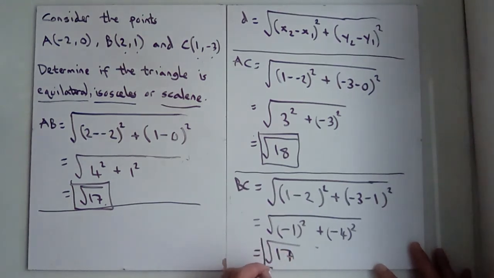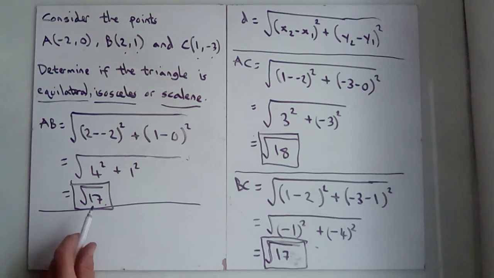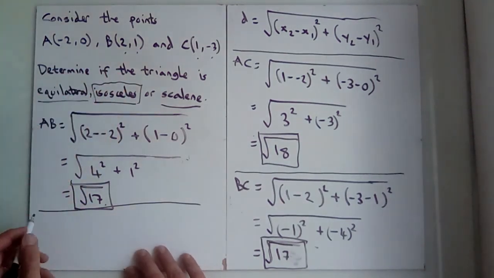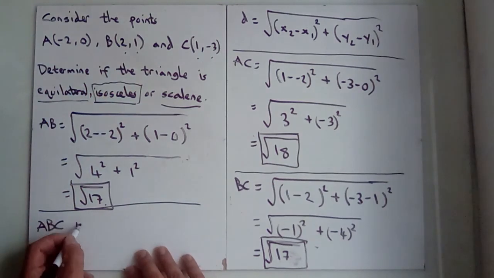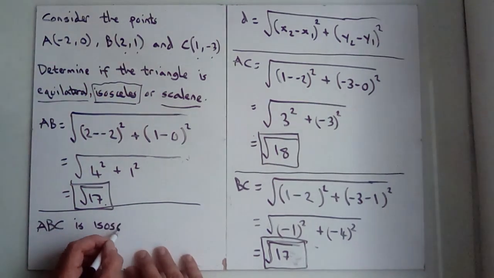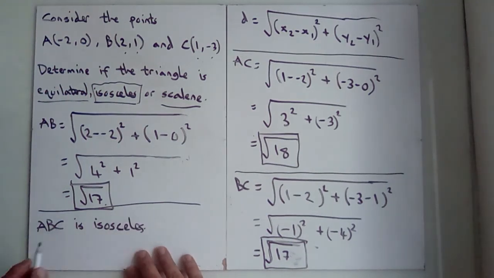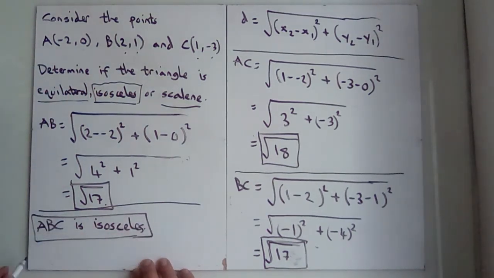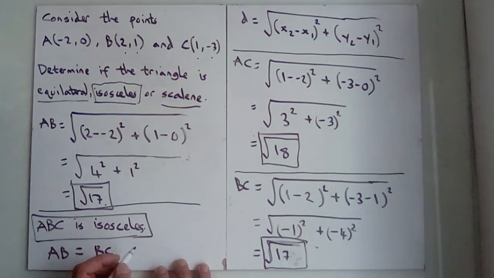So now we have all three side lengths. They are root 17 for AB, root 17 for BC, and root 18 for AC. So exactly two sides are the same length, so that means the triangle must be isosceles. So ABC is isosceles. And the reason being that exactly two sides are the same length. You could write down it's because AB equals BC, which equals root 17.